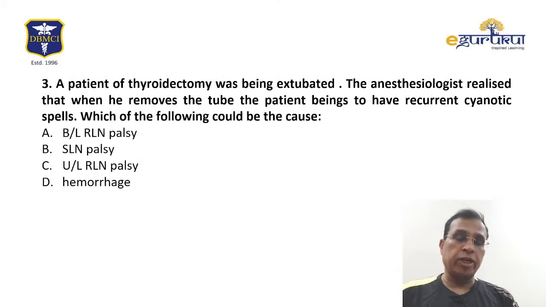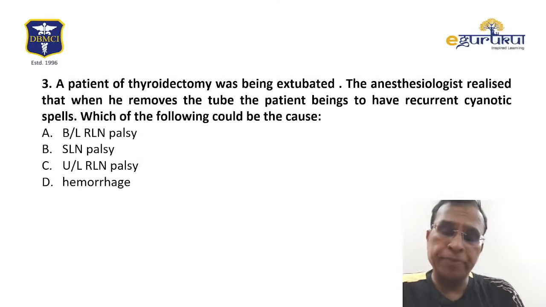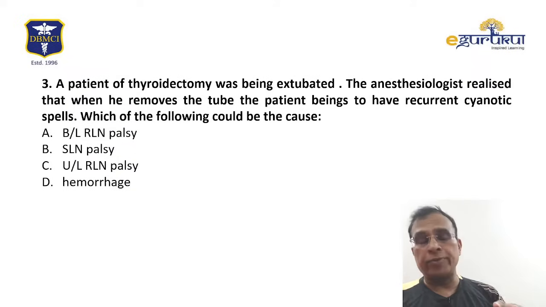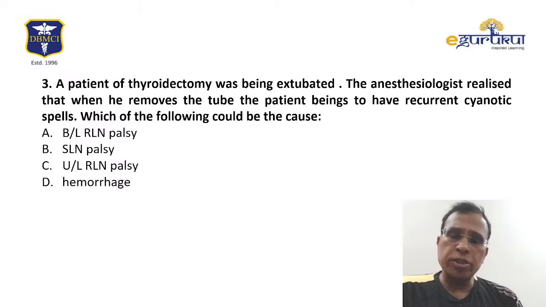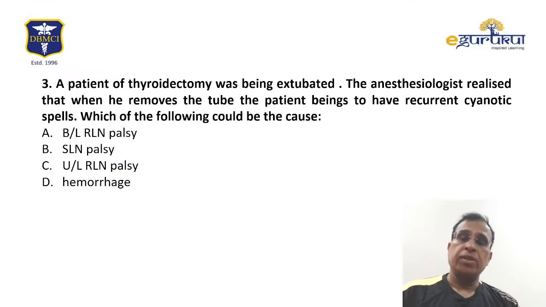A patient of thyroidectomy was being extubated. So patient has undergone thyroidectomy surgery. After the surgery, we have to extubate. The anesthesiologist realized that when you remove the tube, the patient begins to have recurrent cyanotic spell or dyspnea.